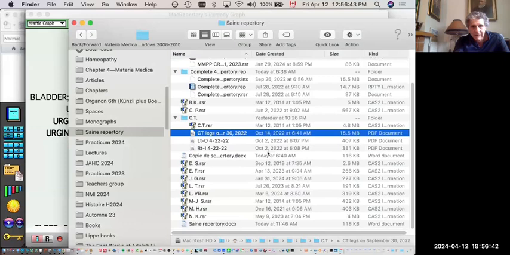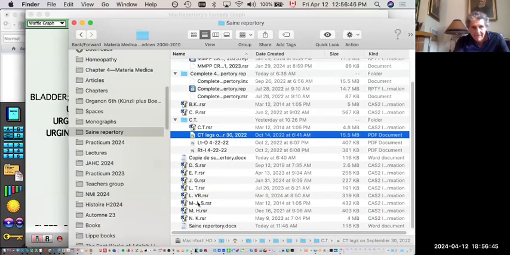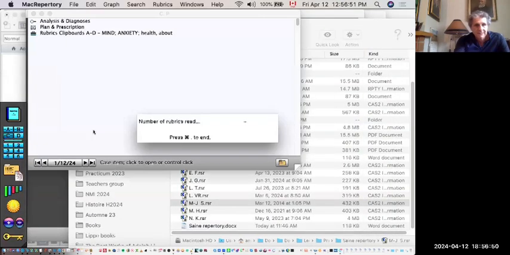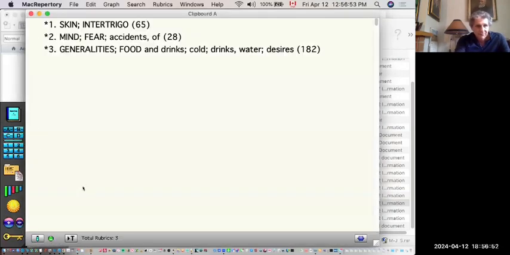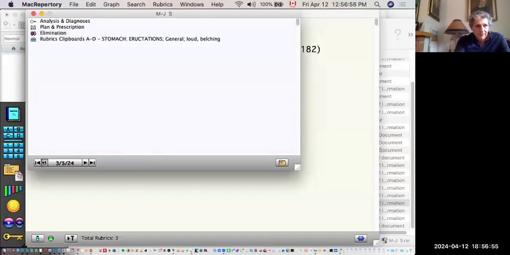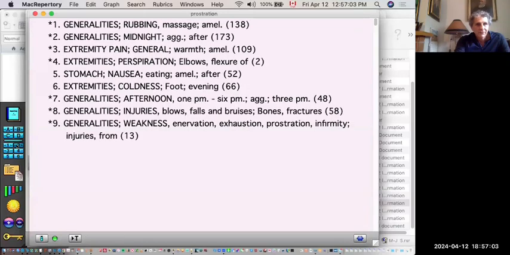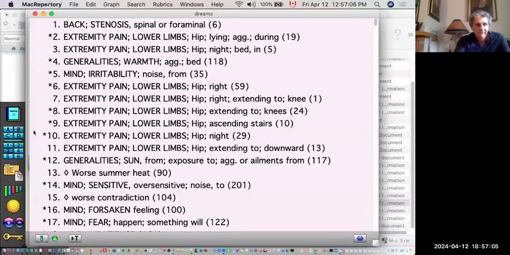If we look at this case, we go back to September. Yes, this one, which has spinal stenosis. Here you see at night in bed, not lying in any position, she's also worse from the warmth of the bed. That's remarkable. She's always looking for the cool place of the bed.